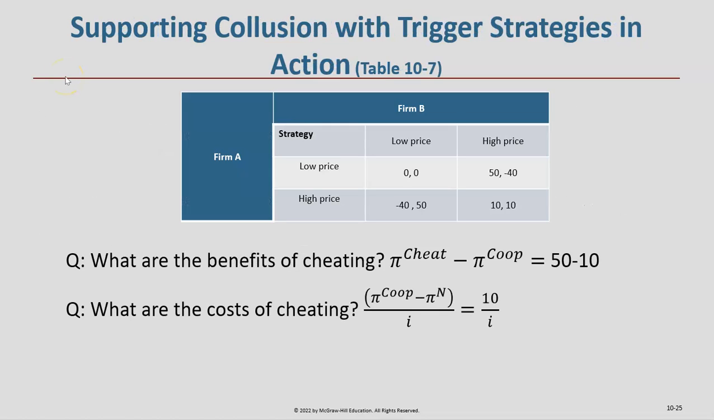So let's just play with these numbers and see how that might work. Here we have the same normal form game that we've been working with. And the question is, what are the benefits of cheating? Well, the benefits of cheating is 50 minus 10. And then what are the costs of cheating? Well, that's $10, because forever after, we're losing $10 that we could have been making, and we're just earning 0. So 10 divided by i is the discounted present value, measuring the cost of cheating. Okay, but we don't know what this discount rate is.